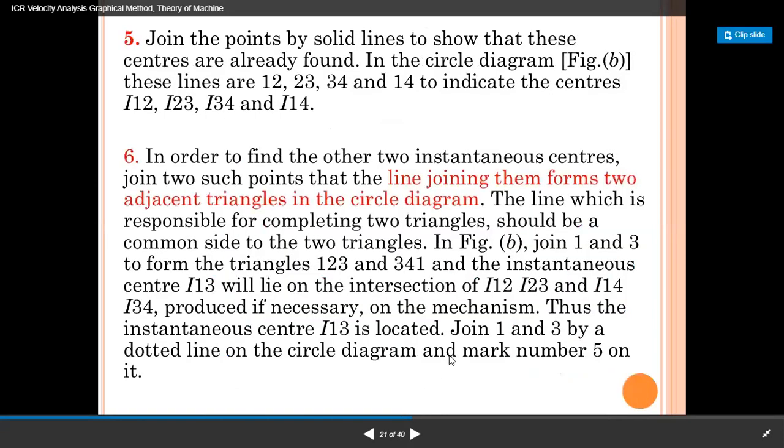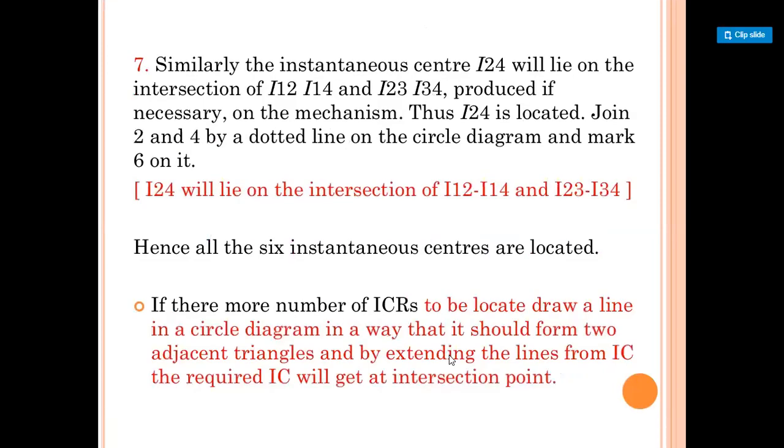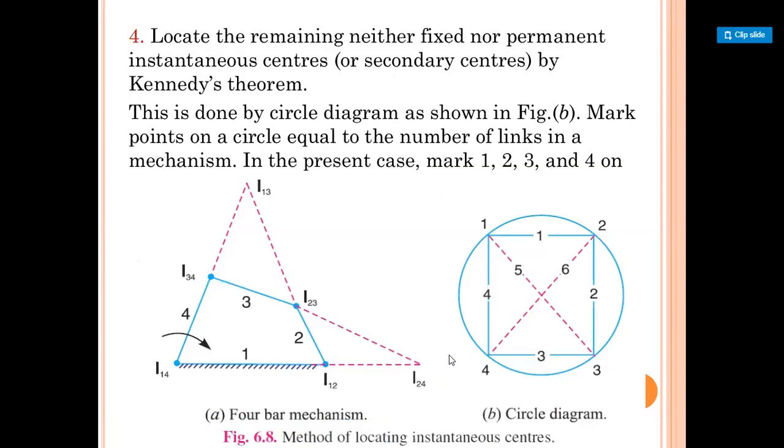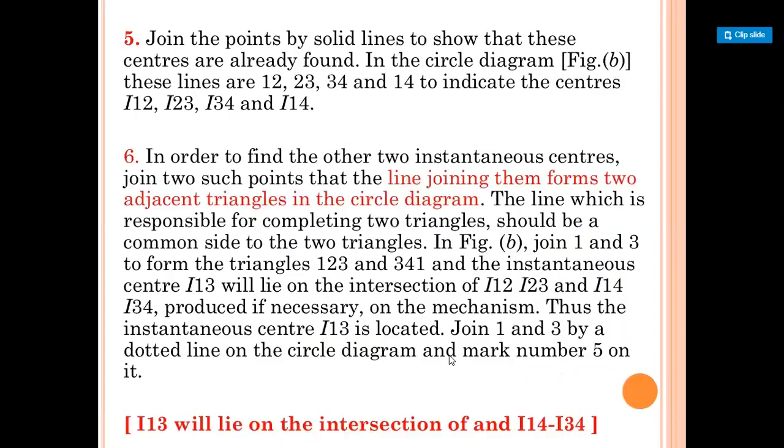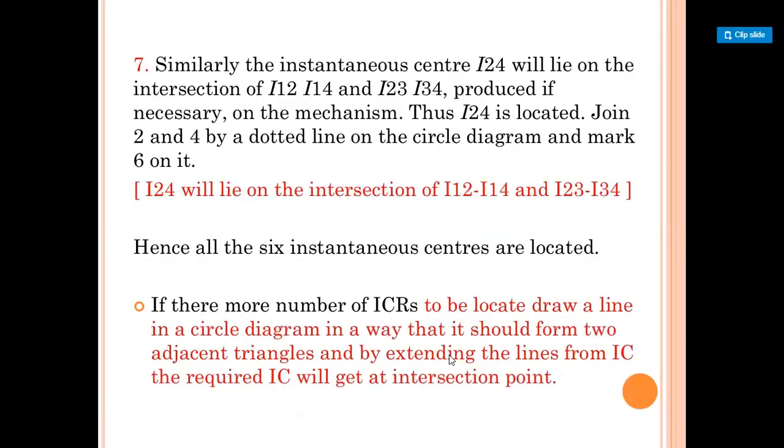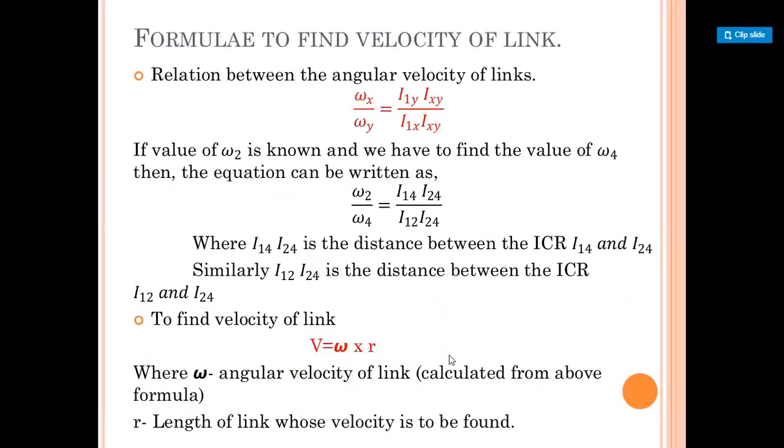Right? Now, this is the method of how you can locate the instantaneous center in the mechanism. Now, the formula to find the velocity of the link. How can you find the velocity after locating the instantaneous center on the mechanism?